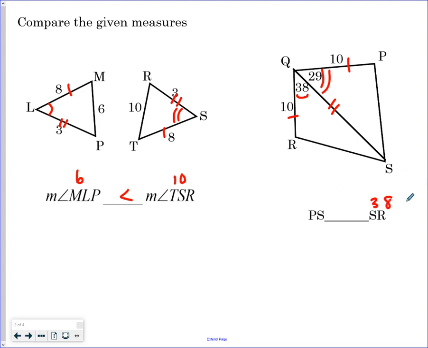That helps me. You don't have to do that. It just helps me kind of keep everything together. And then the PS is across from the 29, right? So what symbol do I want in the blank? The less than. Very good. Is that pretty easy, everybody okay?